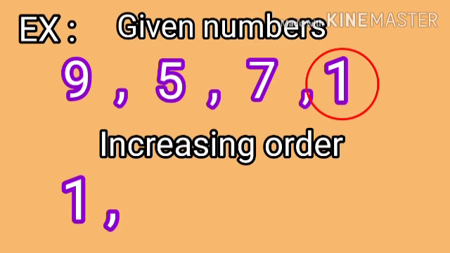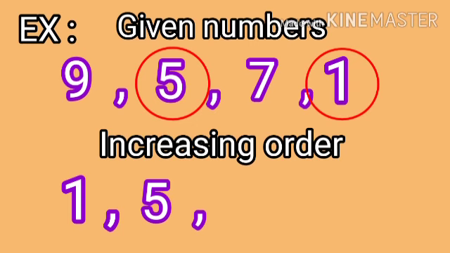Let us go back to our numbers. Here, after rewriting 1 at first position of increasing order, we have only 3 numbers. Those are 9, 5, 7. Out of these numbers, which is the smallest one? That is 5. So, we should write 5 at second position of the increasing order.